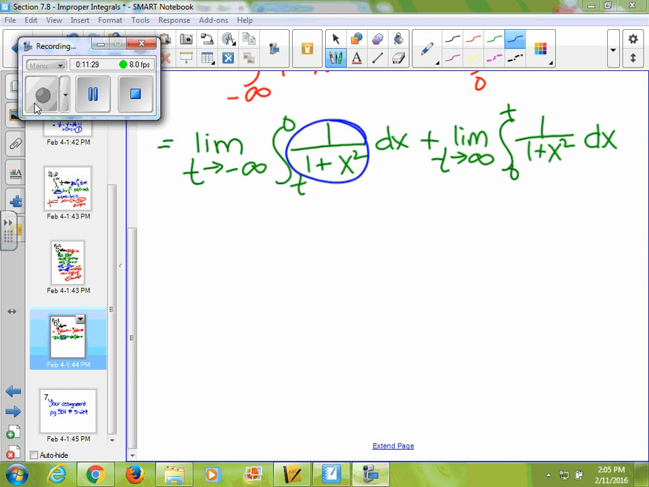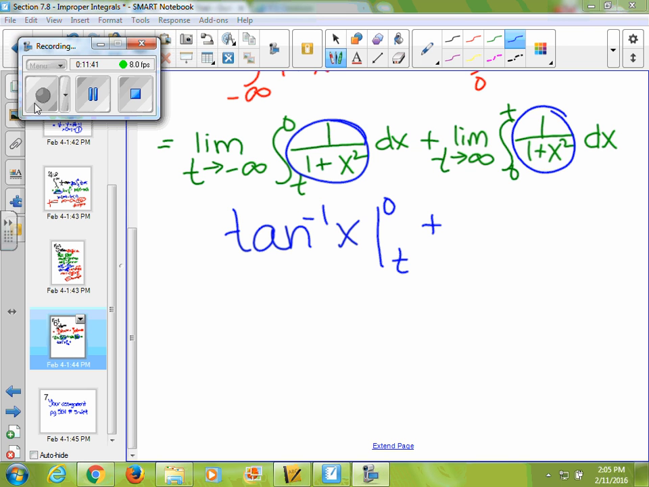Since our a in this case is 1, this just integrates to become the inverse tangent of x from 0 to t plus the same integral, inverse tangent of x from t to 0. But in this integral, we have negative infinity. In this integral, we have positive infinity.